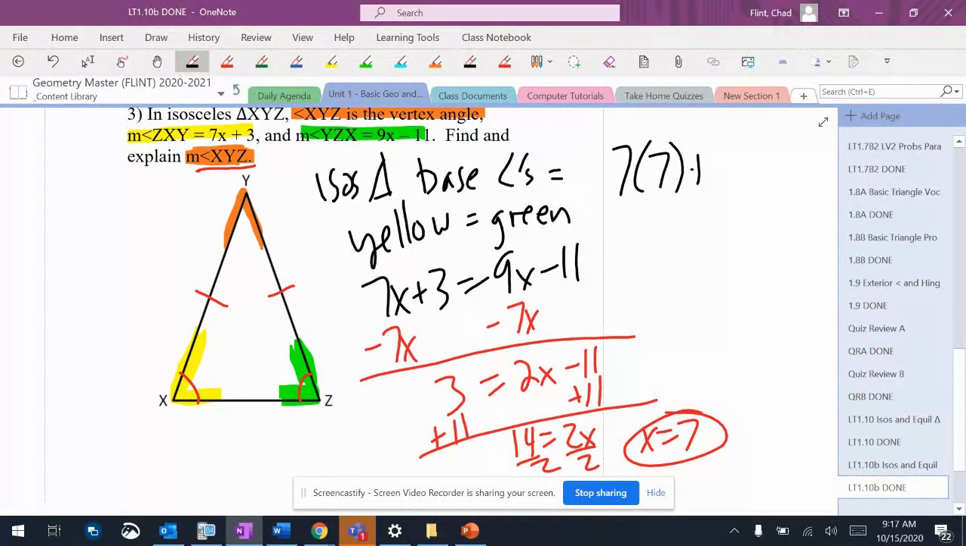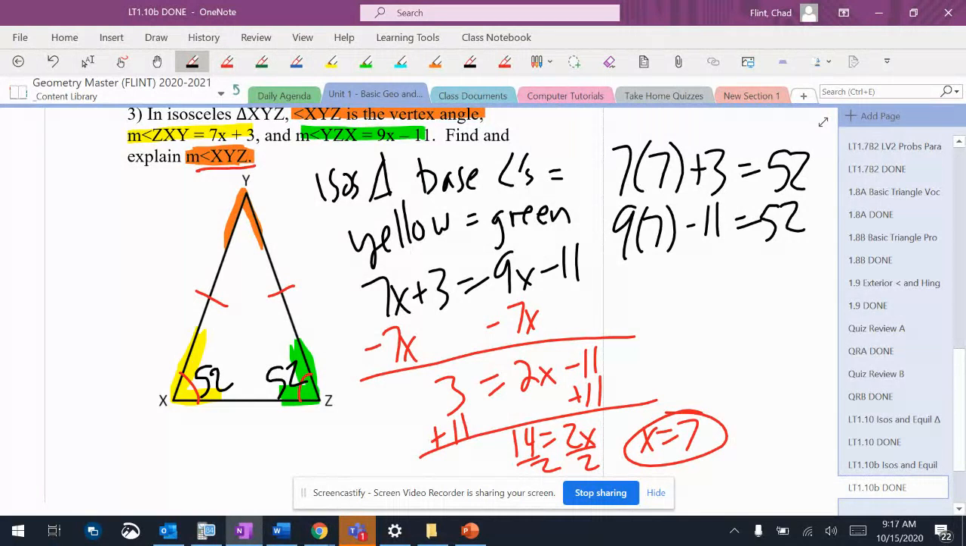So if you don't know what to do, what I would do is say, all right, well, I'm not sure. 7 times 7 plus 3 is 52. 9 times 7 minus 11 is also 52. Then I'm going to put them in the picture. And what I'm hoping when I do this is this triggers something else in my head, and I'm like, oh, wait a minute, I can do this now.